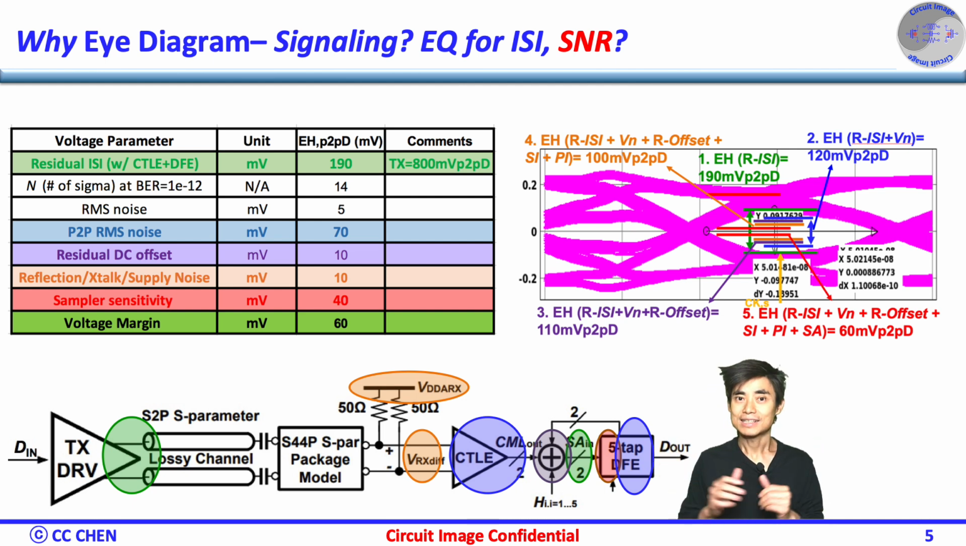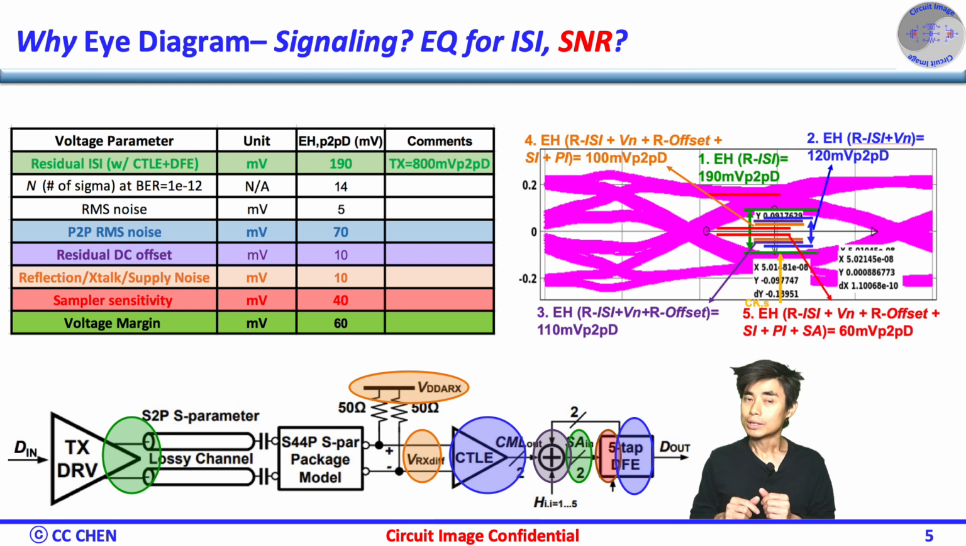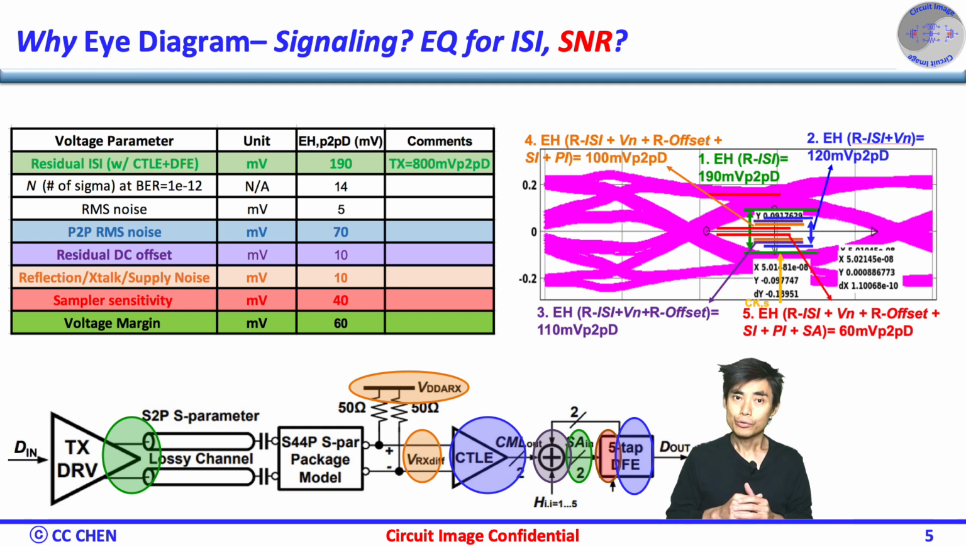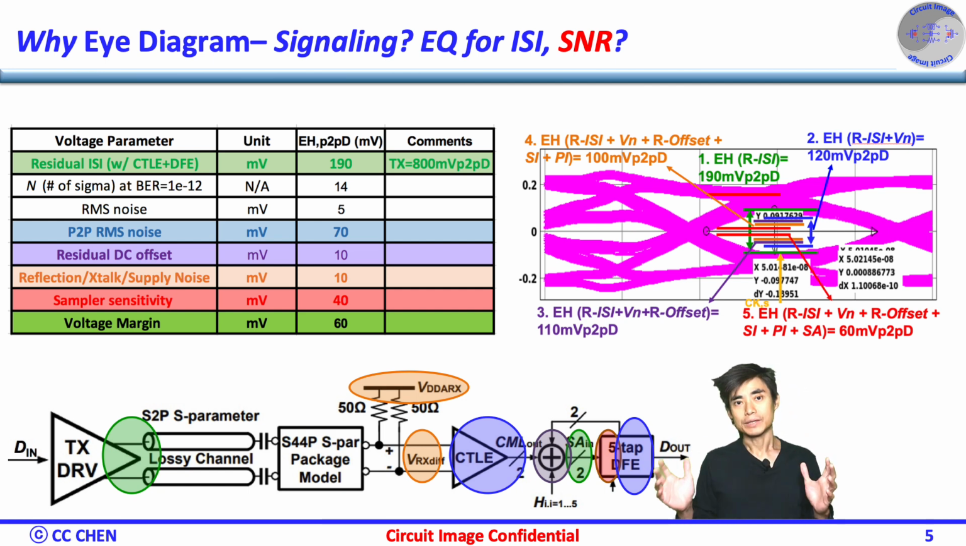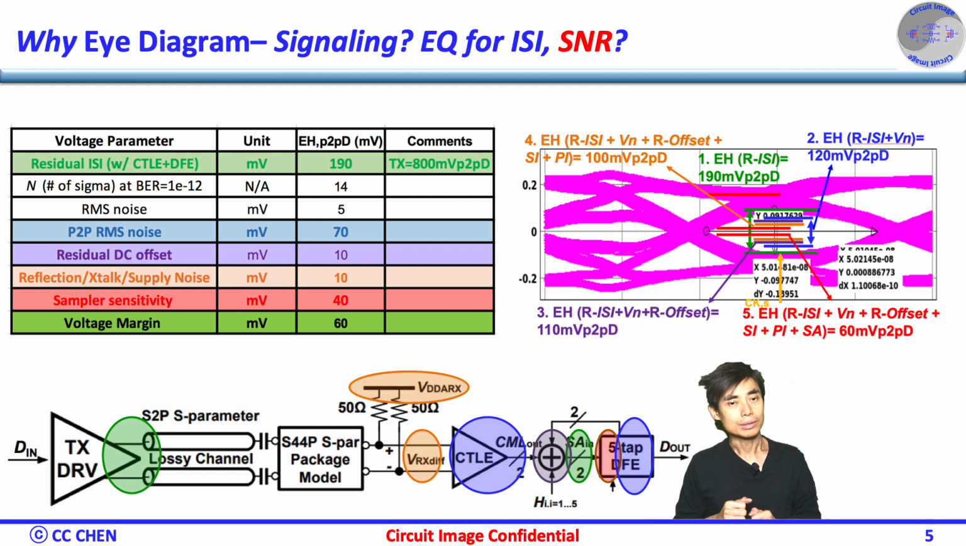Here is a case study of the eye height margin evaluation from the eye diagram. For example, the TX output swing is 800 mV peak-to-peak differential and 22 dB loss is the nice rate in the PCIe Gen 3 specification, and we must apply the CTLE and DFE to equalize the ISI over PVT. Then, a worst case residual ISI shows 190 mV peak-to-peak differential in eye height as a starting point.